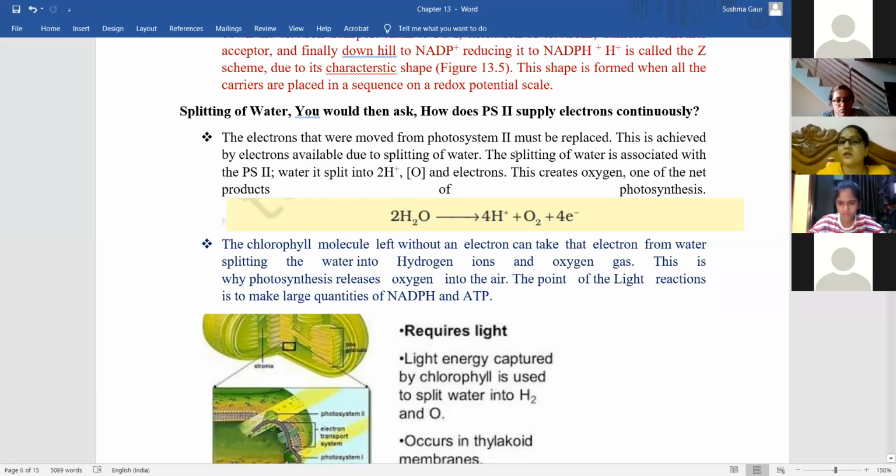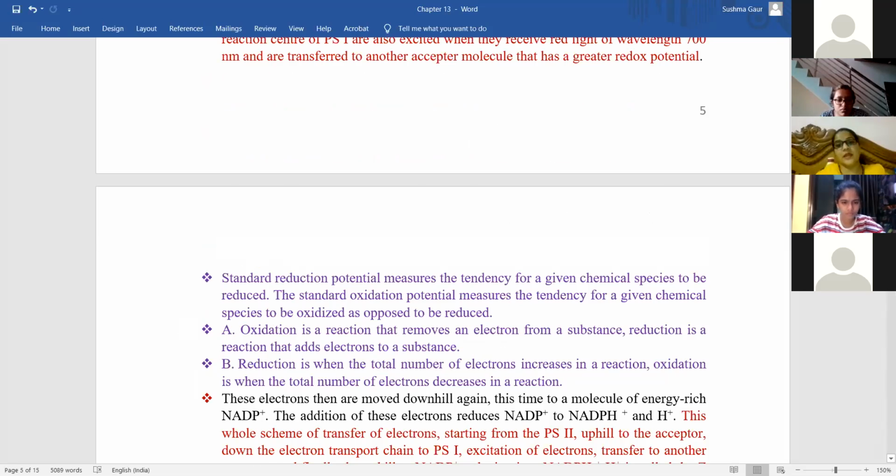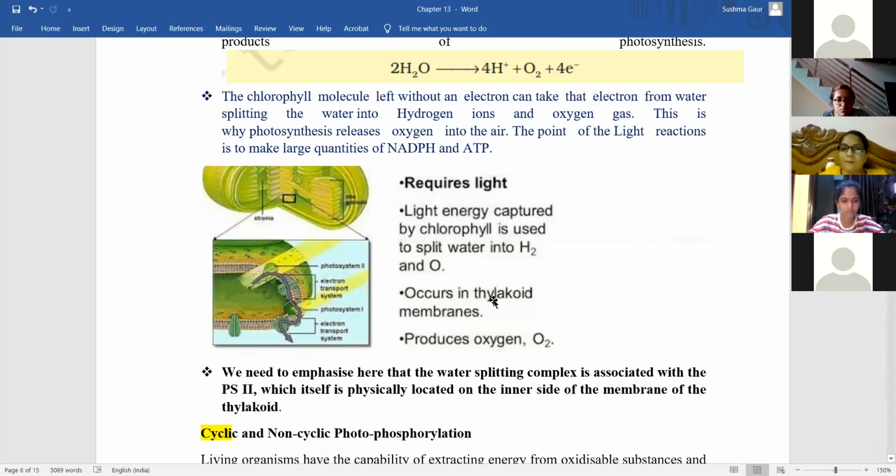The water splitting is associated with photosystem 2, where it is split into protons, oxygen and electrons. This creates oxygen, which we get from plants. In this way oxygen is formed, one of the net products of photosynthesis. Two molecules of water are split to form 4 protons, 1 oxygen molecule and 4 electrons. ठीक है, so ये reaction कहाँ होगी, this reaction will occur in the thylakoid membrane में, जिसमें water is split into hydrogen and oxygen is produced as a byproduct.